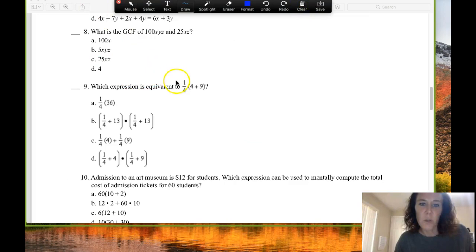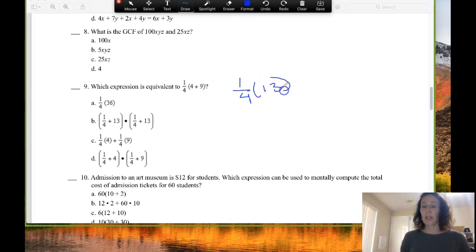Which expression is equivalent to 1/4 times (4 plus 9)? Now, if I were working this problem, I would do what's inside the parentheses first, 9 plus 4. So I'd go 9, 10, 11, 12, 13, and I would write this as 1/4 times 13. And then I would go ahead and do the multiplication. 13 is the same as 13 over 1. So 1 times 13 is 13, and 4 times 1 is 4. This doesn't reduce. It's an improper fraction, or you can divide it out and make a proper fraction, or a mixed number if you want.